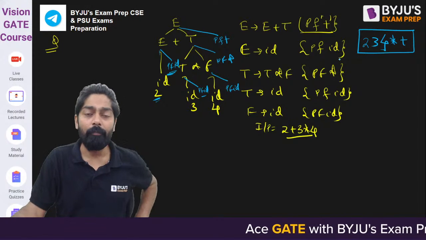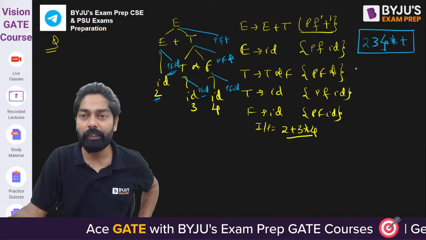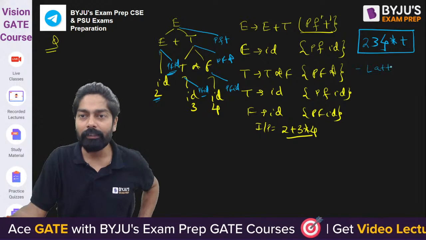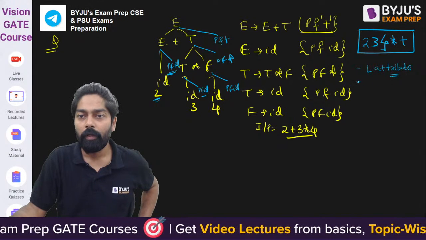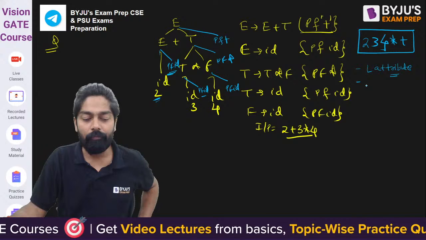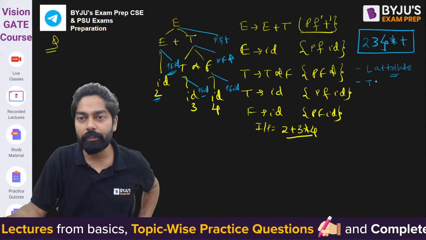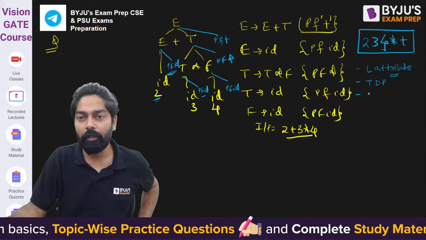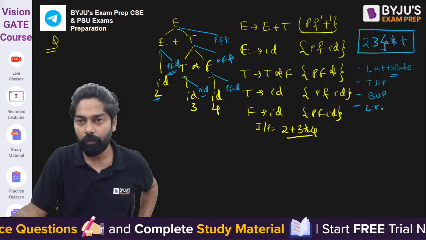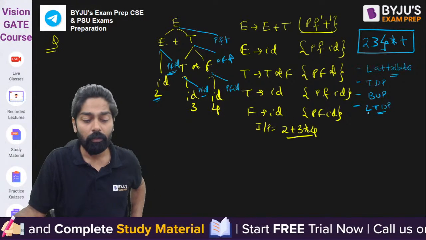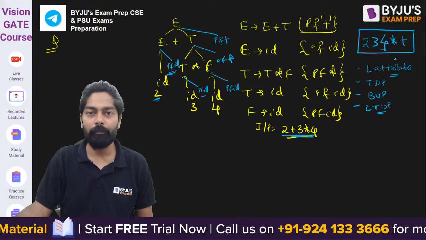I have done this with L attribute evaluation. If you want, you can try it for a top down parser, or for a bottom up parser, or a left-to-right top down parser. The input given is 2 plus 3 star 4, and the output is 2, 3, 4 star plus.